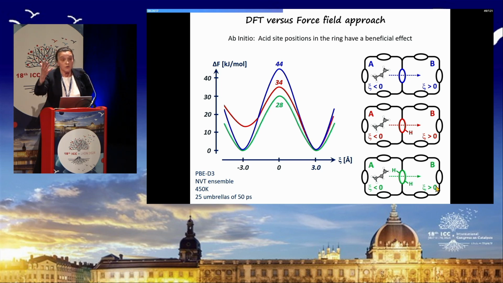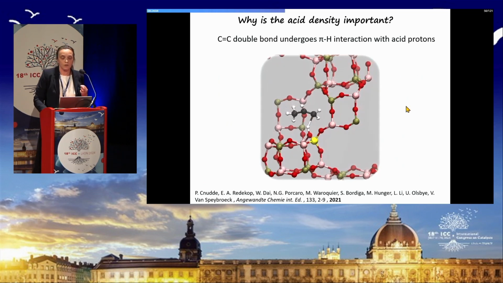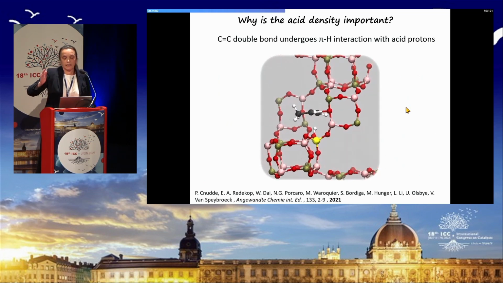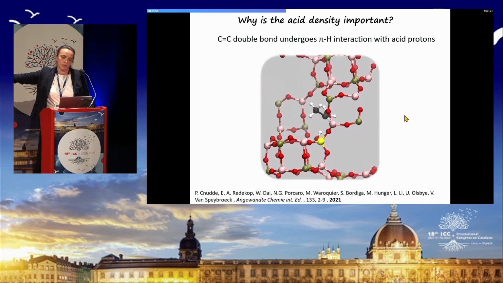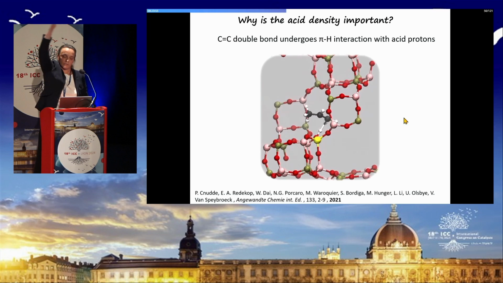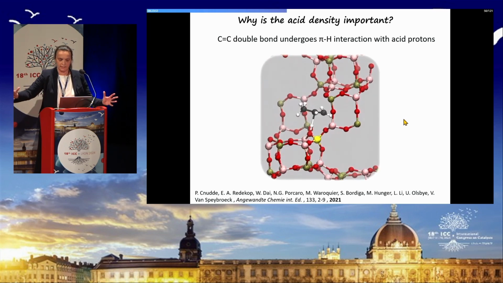It is clear that when you have acid sites, the free energy barriers to go from one side to the other side decrease. You might ask the question, why is this? It's interesting to look back at the movie that I already showed you before. The point is that the proton really makes an interaction with the double bond, and it helps to shuttle the propene from one side to the other side, basically, for this case. So that's the reason why it is lowered in this case.